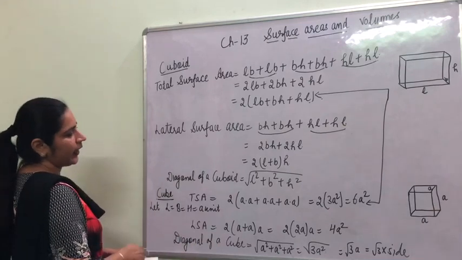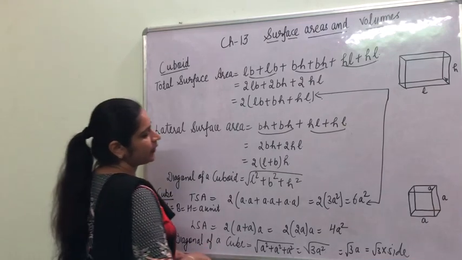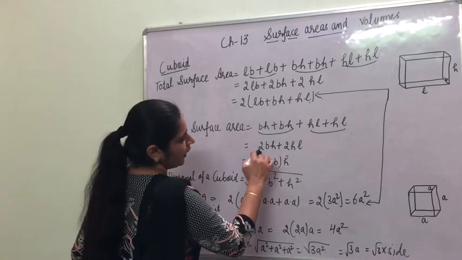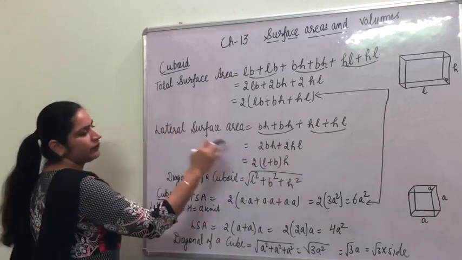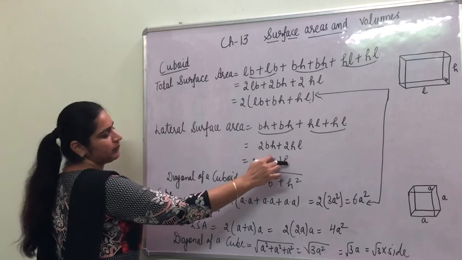Here we can take H common out. If we take H common out, we get twice of L plus B, into H. So the lateral surface area is twice of L plus B into H.